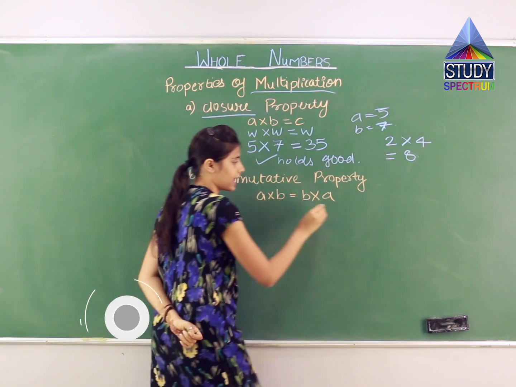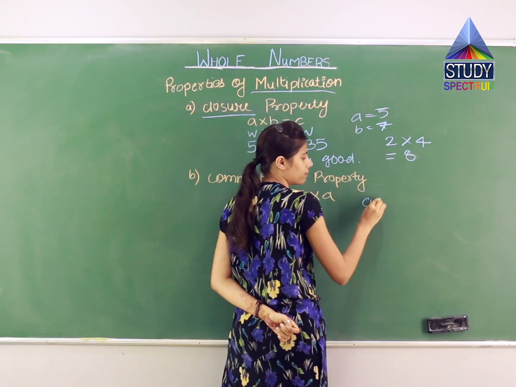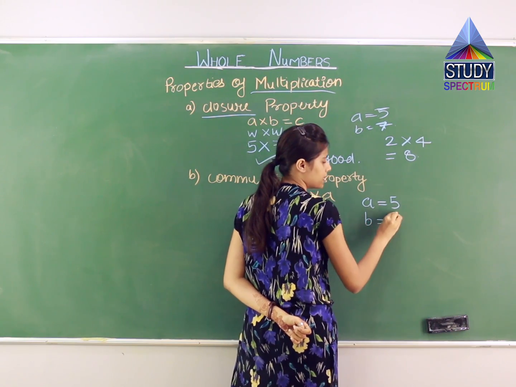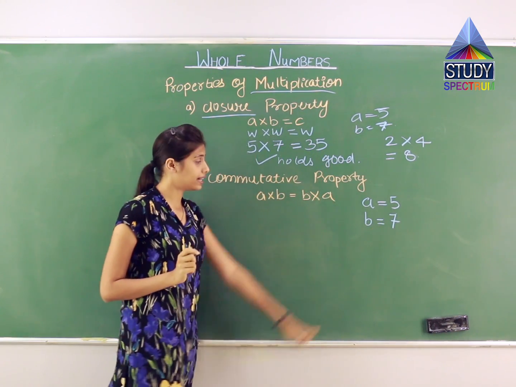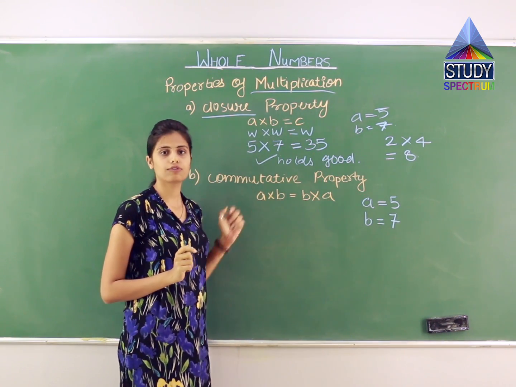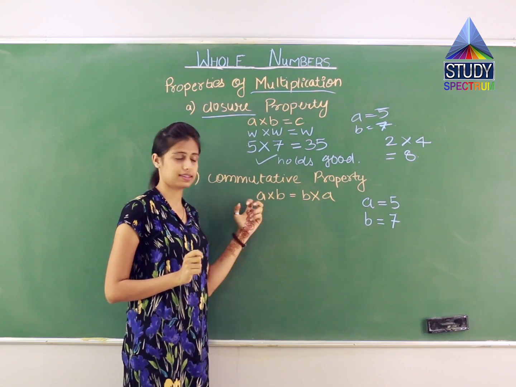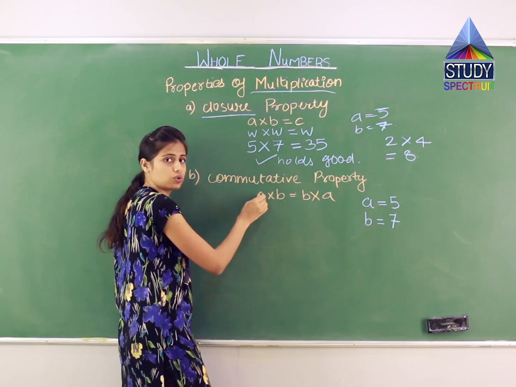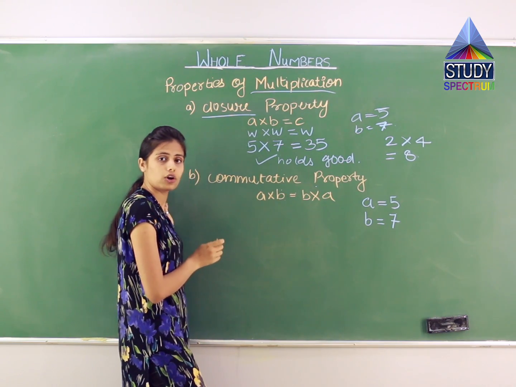If suppose I say a is equal to, like previous example, 5 and b is equal to what? B is equal to 7. Let us substitute this value in the formula and let us check whether this side, that is right hand side of the equal or left hand side of the equal to, is equal to right hand side or not.